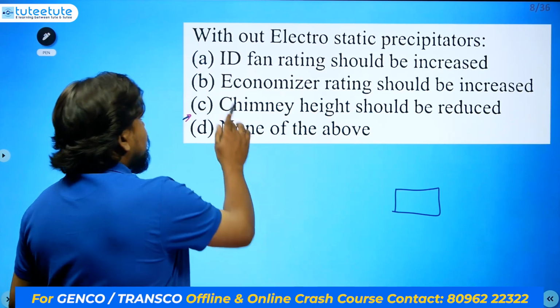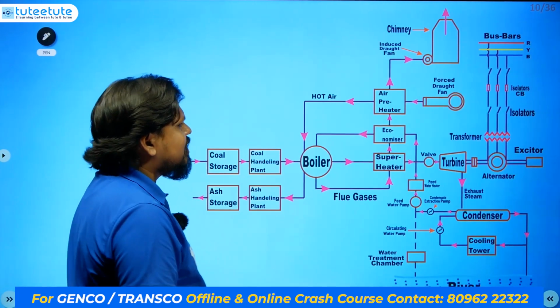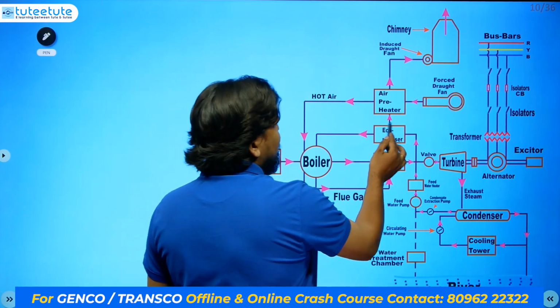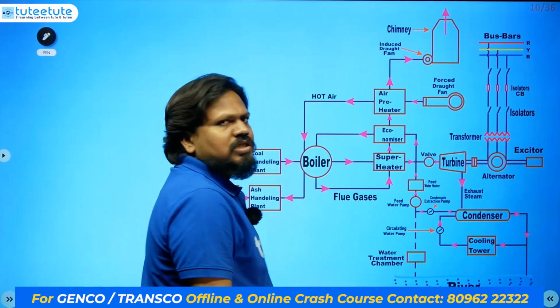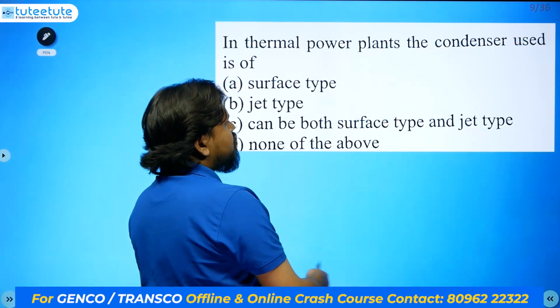Let's see. Economizer rating should be increased. What is this economizer? Why is the economizer required here? The economizer is not related to this electrostatic precipitator. Nothing is related to this thing. So then the other option we have to observe.